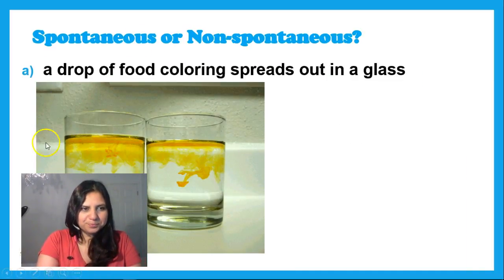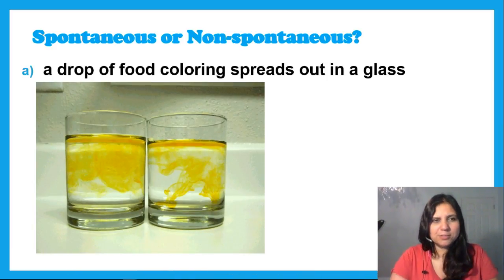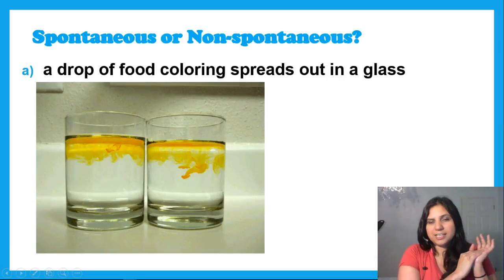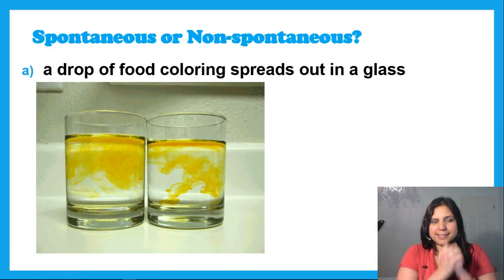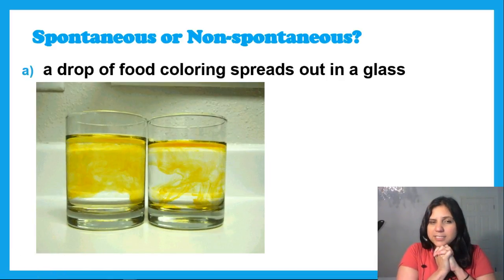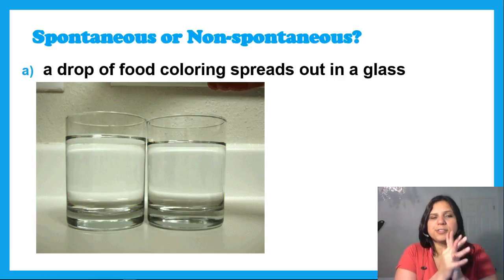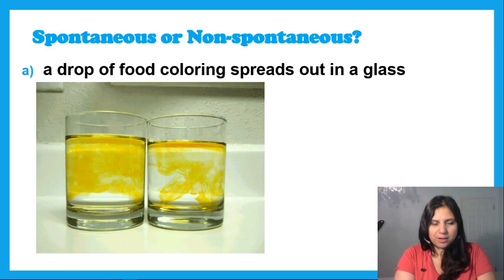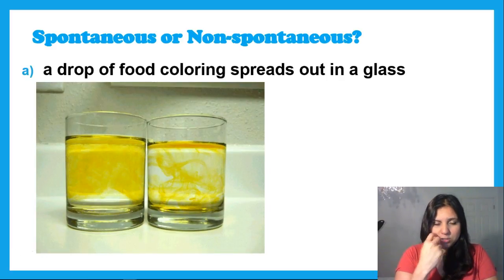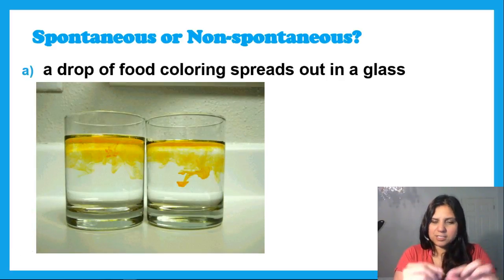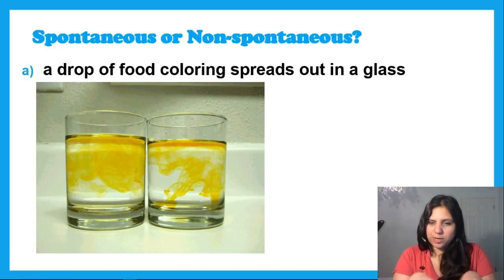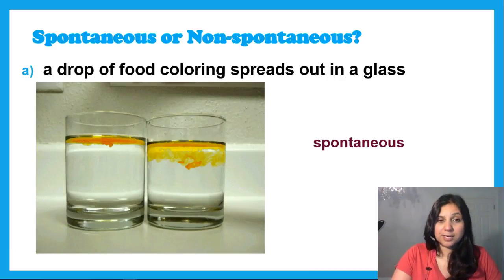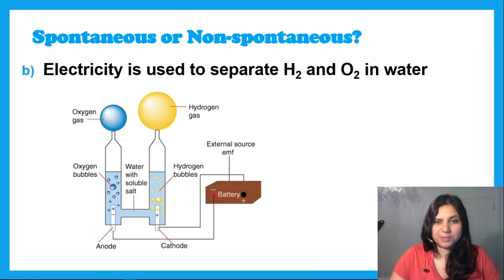All right. What about this food coloring? If we take a drop of food coloring and it spreads out in a glass, I want to know, does this spontaneously happen on its own, or do you have to add some outside intervention? Remember, we're not talking about me adding drops in there, just talking about after it's placed together, do they naturally spread out? Yes, it does. It is spontaneous. You're going to write spontaneous.